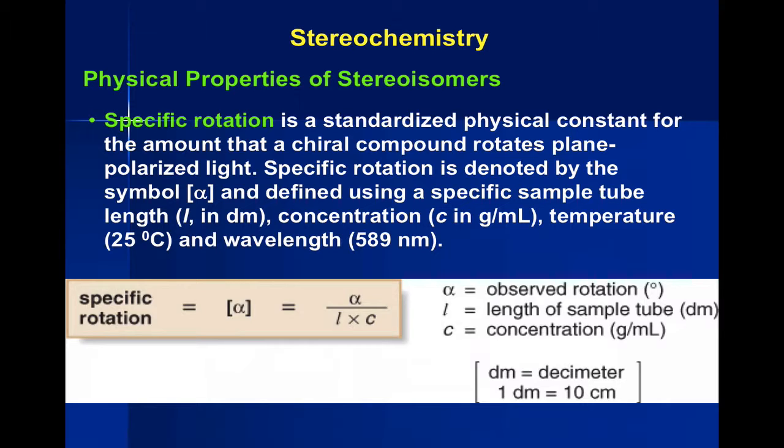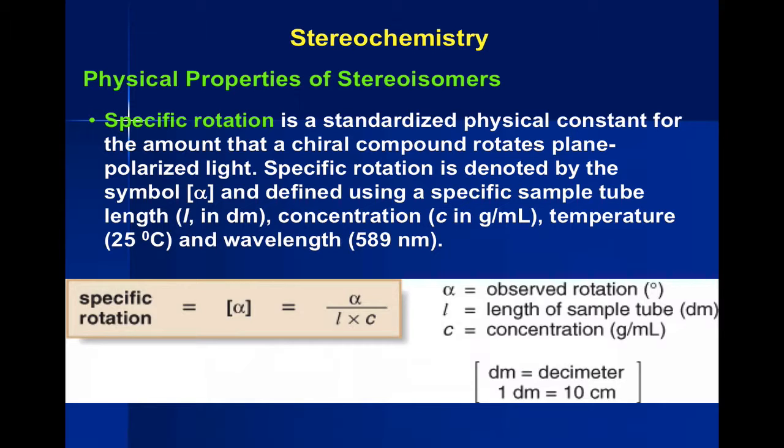It depends on the path length, and it depends on the concentration. The more molecule you have, the more concentrated it is, the more rotation you get. The longer your sample tube, the more rotation you get, okay? So the observed rotation is dependent on these two things. And so we set an equation up where we have alpha in brackets, which we call specific rotation, which actually takes into account the path length and the concentration and allows us to have a parameter for a particular molecule, okay?